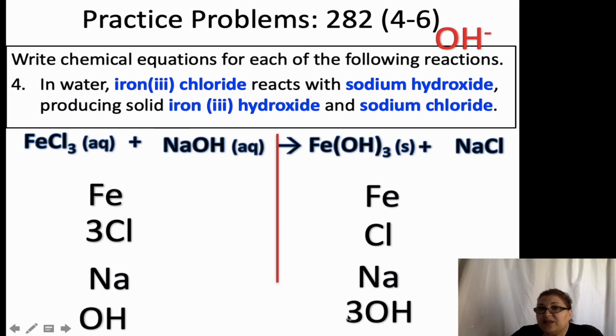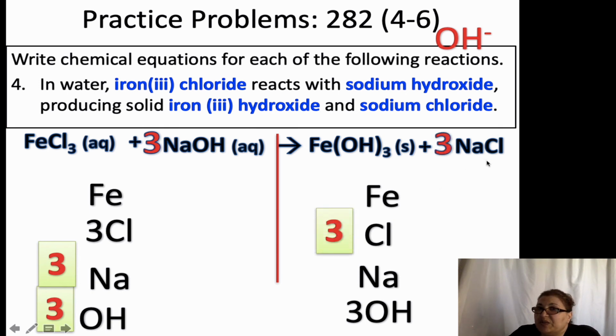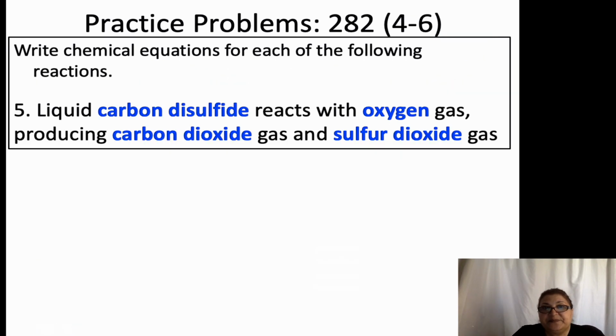Let's balance the OHs first. You have 3 OHs. So you multiply NaOH on this side. That gives 3 Nas and 3 OHs. So now we have to balance the Na on this side. So you multiply that by 3. But then you're also multiplying the Cl by 3. 3 Cl, 3 Na, 3 OHs. So when you break it down, it's not so bad. I think we have a couple more.